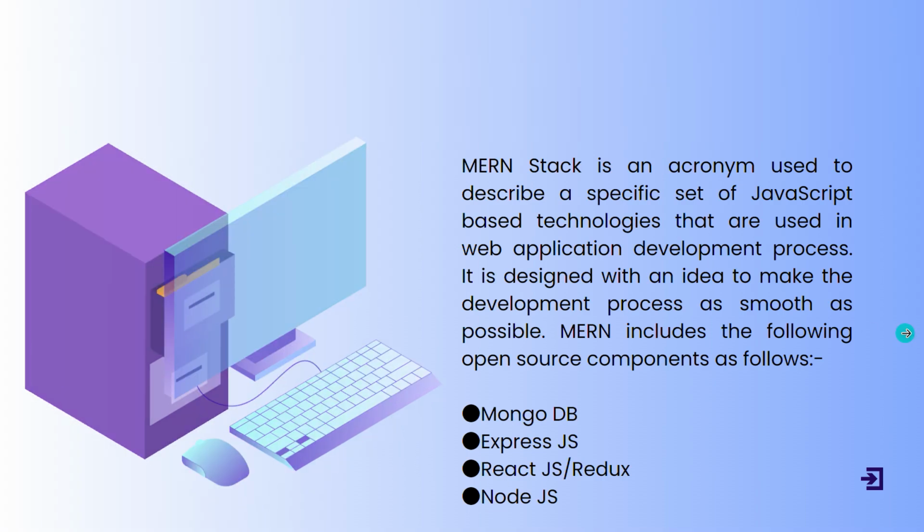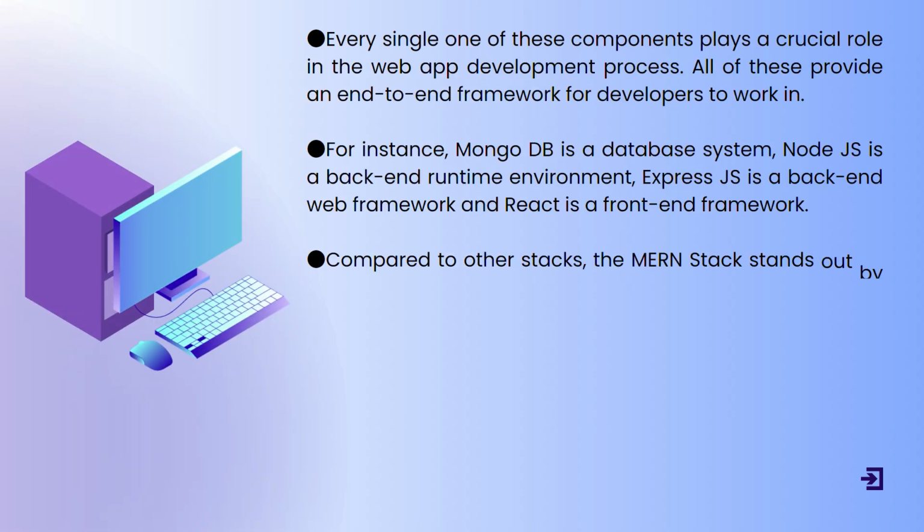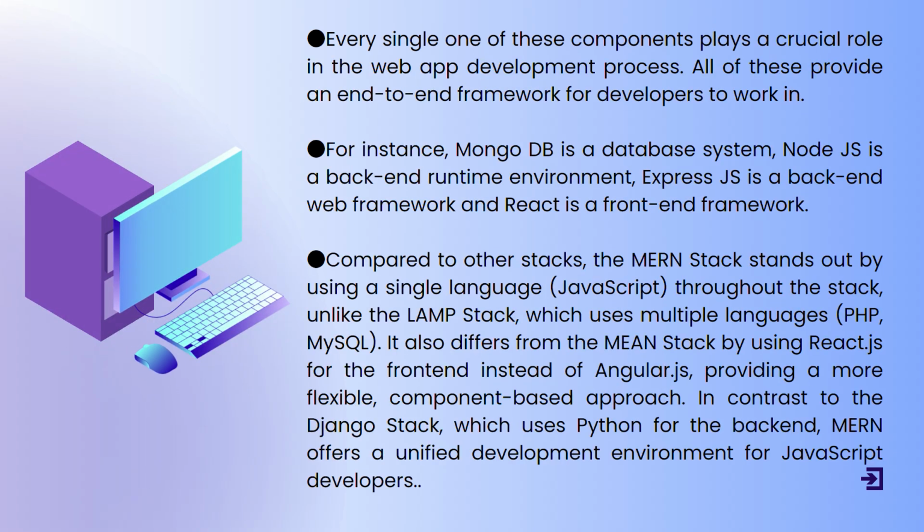Coming to the next slide, each component of the MERN stack plays a vital role in the web application development process, creating a cohesive and efficient framework for developers to build end-to-end applications. However, how does each component contribute? For instance, MongoDB is a database system, Node.js is a backend runtime environment, Express.js is a backend web framework, and React is a front-end framework.